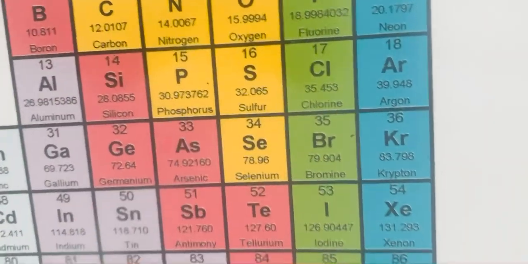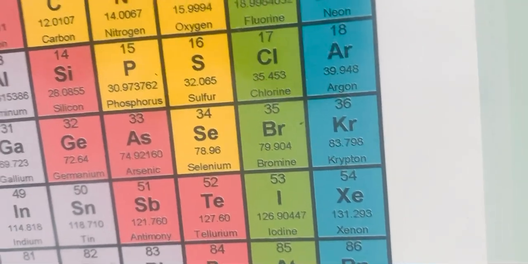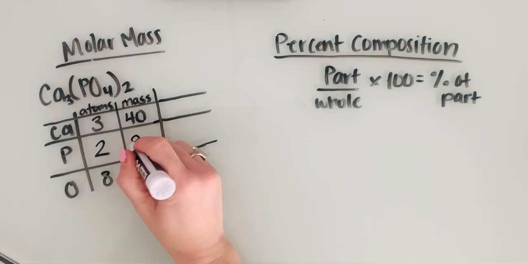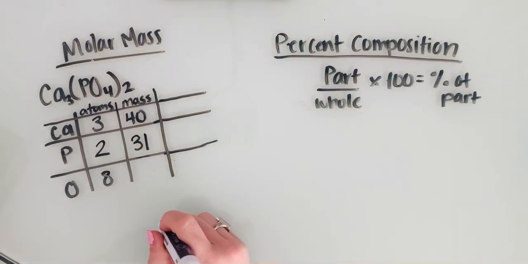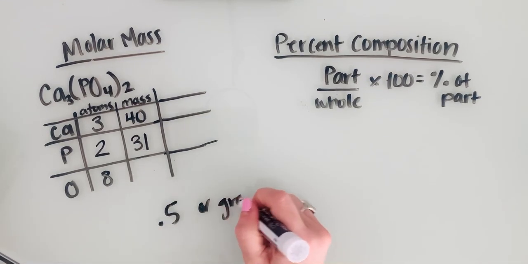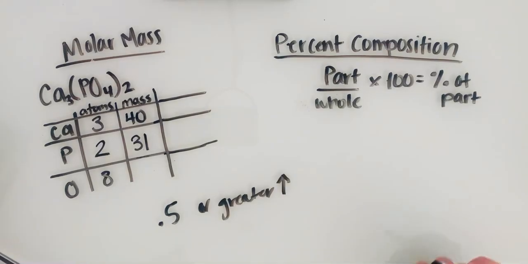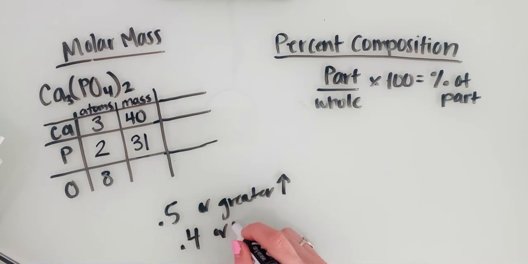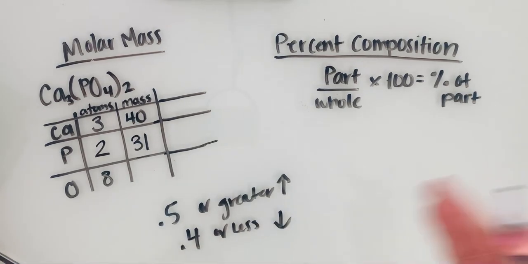Okay, so phosphorus, it'd be 30.97. So we're going to round it to 31. Remember, if that first place after the decimal is 5 or greater, we round up. And then if it's less than 5, we round down. Even if this is 0.49, we still round down.